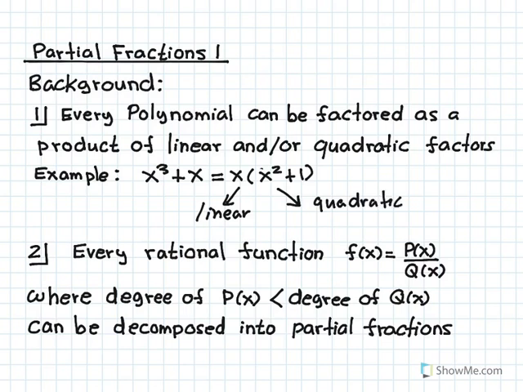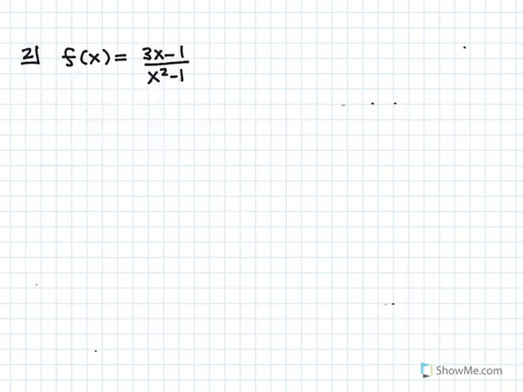Every rational function of the form f of x is equal to p of x divided by q of x, where the degree of p of x is less than the degree of q of x, can be decomposed into partial fractions. It's important to note that p of x is a polynomial, and so is q of x, the denominator. Alright, so let's say we have f of x is equal to 3x minus 1 divided by x squared minus 1. What is p of x? Well, p of x is the numerator. That is 3x minus 1.